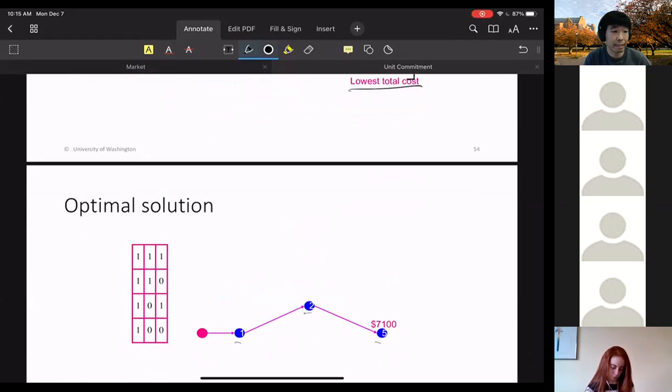So this is how we get the multi-period solution, how we look at more than one time period. This is our multi-time period solution.